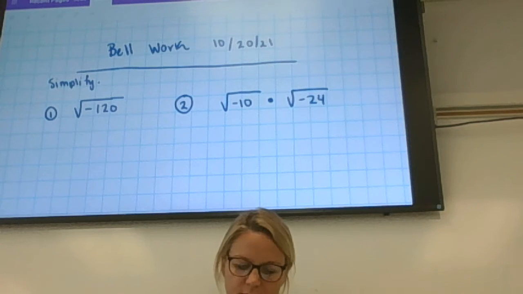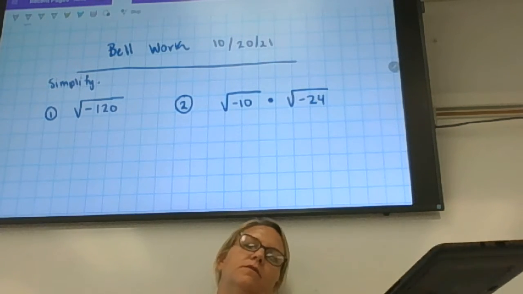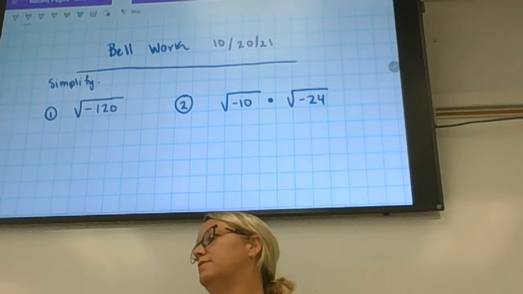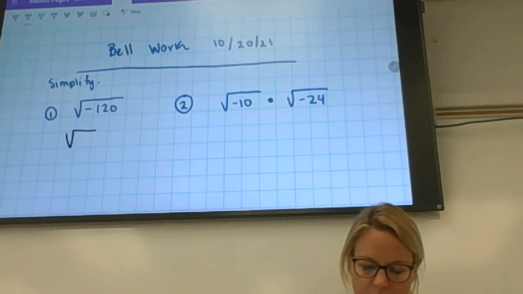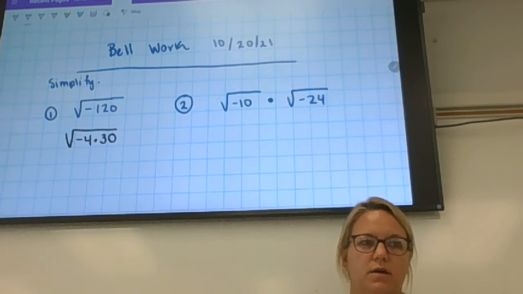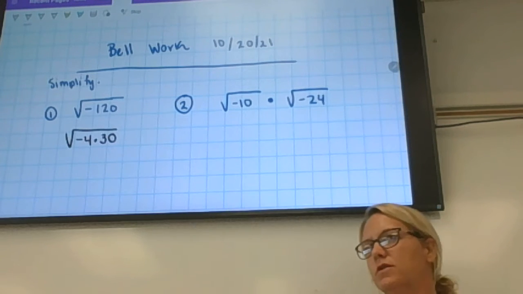So 120 divides by 4. Well, 12 divides by 4, so 120 will also divide by 4. So 4 times 3 is 12. 4 times 30 is 120.